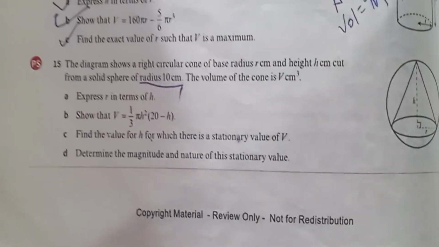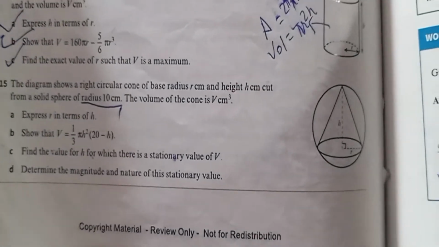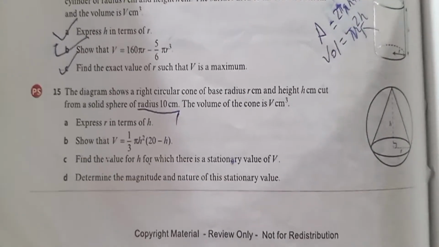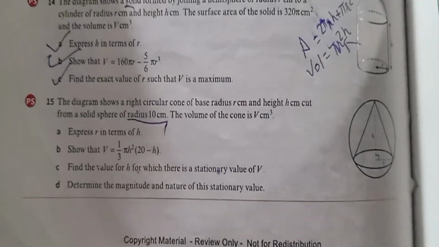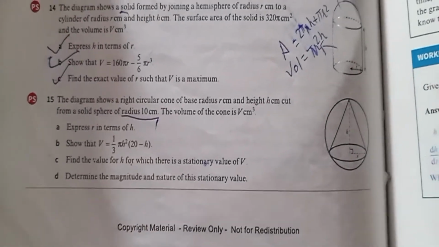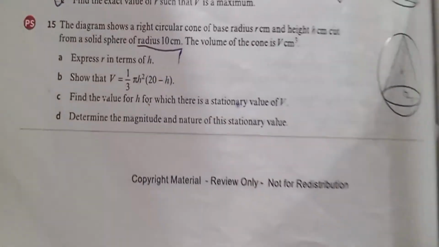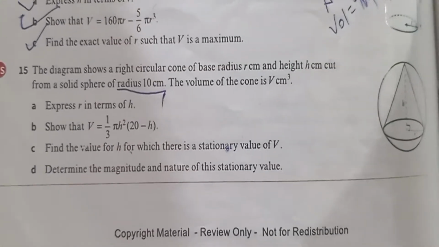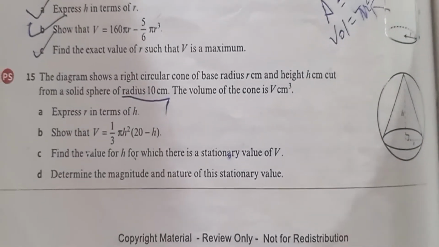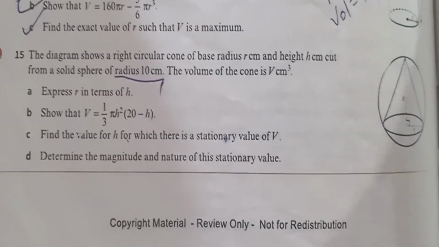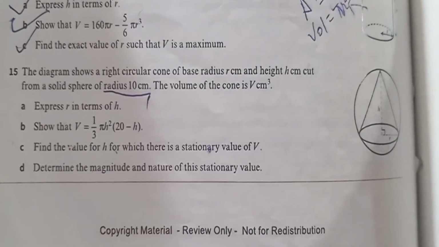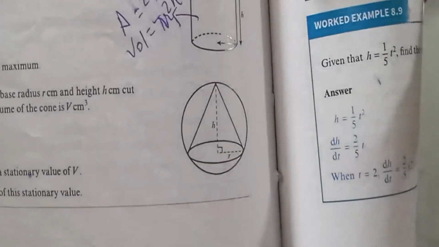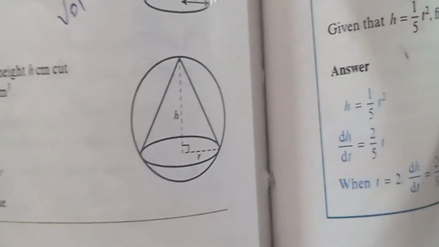The diagram shows a right circular cone of base radius r centimeter and height h centimeter, cut from a solid sphere of radius 10 centimeter. The volume of the cone is V centimeter cube. Express r in terms of h. Show that V is equal to 1 by 3 pi r square, bracket 20 minus h. Find the value of h for which there is a stationary value of V. Determine the magnitude and nature of the stationary value. This is that diagram.